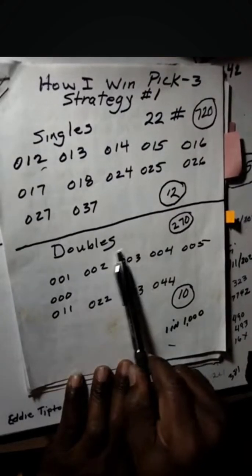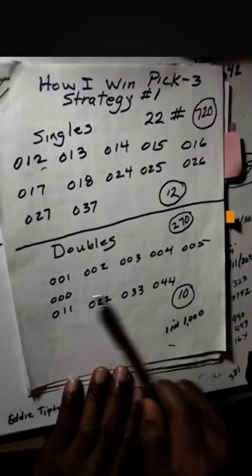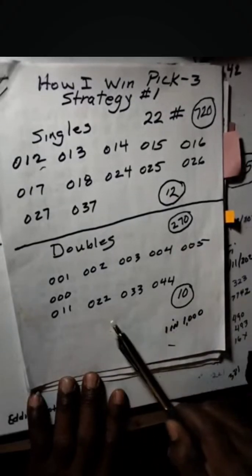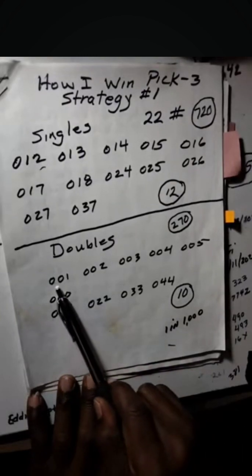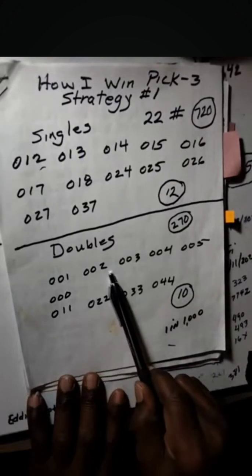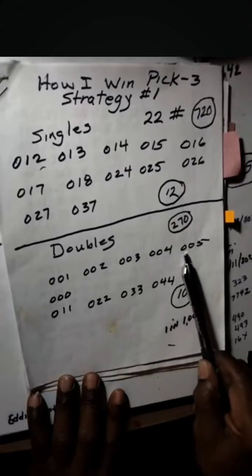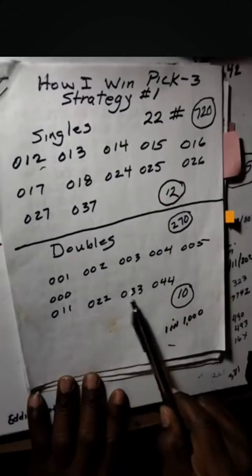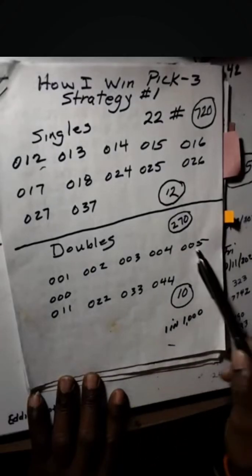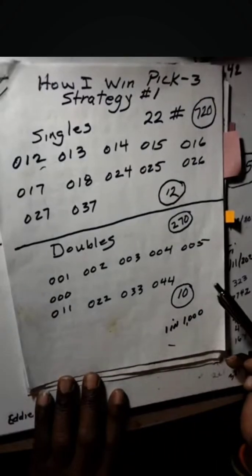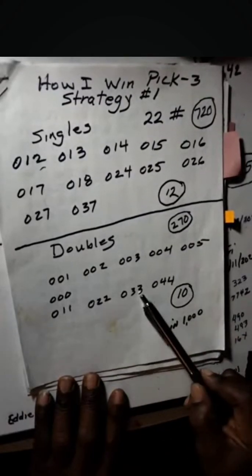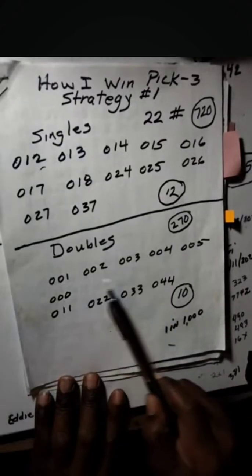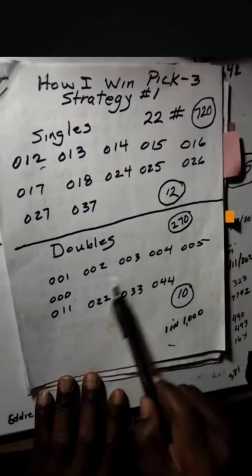The doubles is the same way. And it's 10 of those, really 9 doubles and 1 triple. So you got 001, 002, 003, 004, 005. Triple zeros, 011, 022, 033, 044. That's 10 of the doubles. To give you your 10 columns on your doubles, and your triples, well, there'll be 1 triple. So you're going to have 9 of your doubles and 1 column of triples.